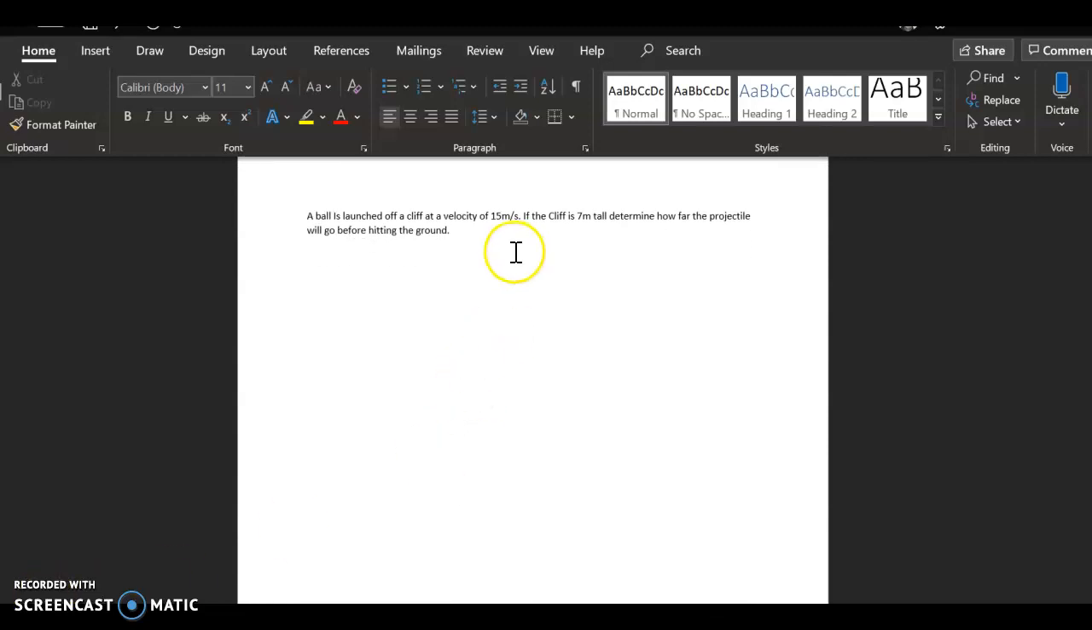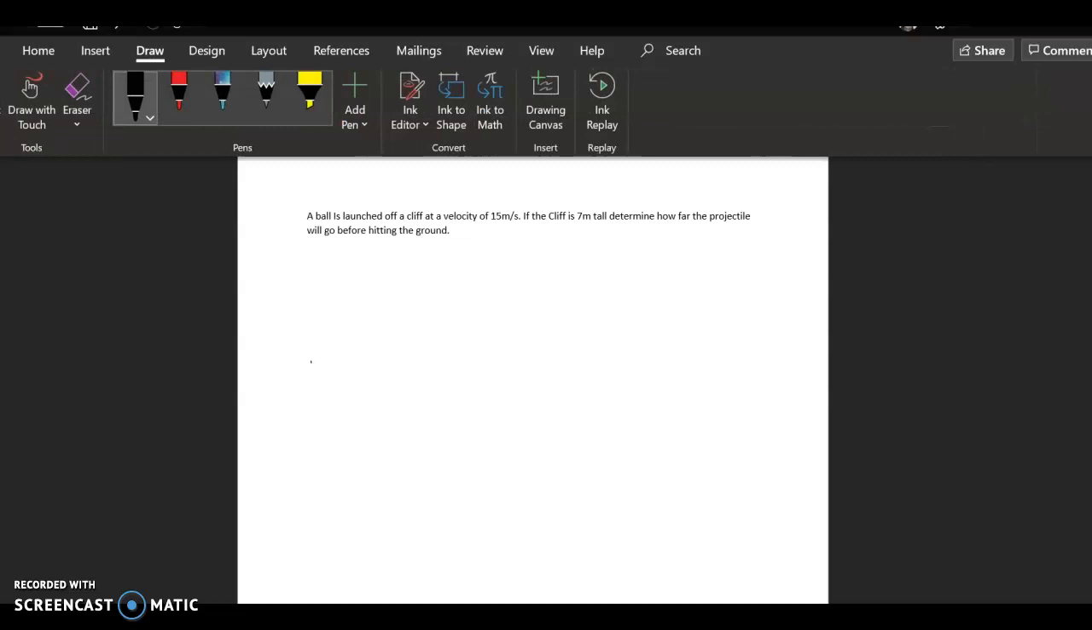So a ball is launched, so go ahead and write this into your notes. A ball is launched off a cliff at 15 meters per second. If the cliff is 7 meters tall, determine how far the projectile will go before hitting the ground. So let's think about this. Right? We have a projectile, and here's a cliff. The cliff is 7 meters tall. It's going to go from this, right?